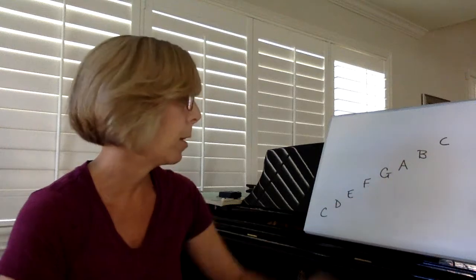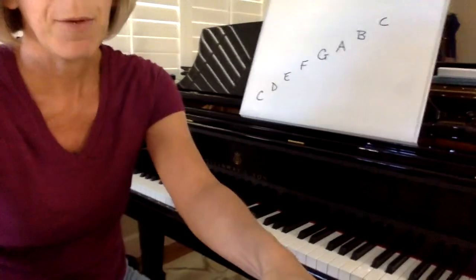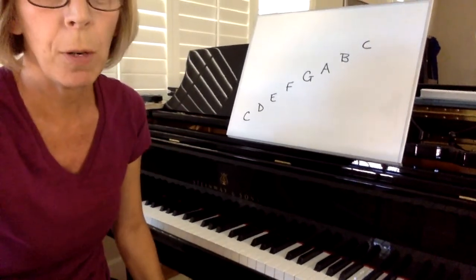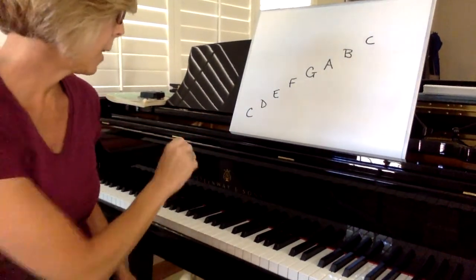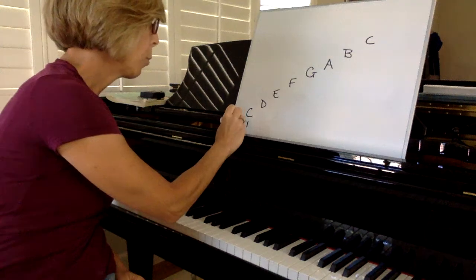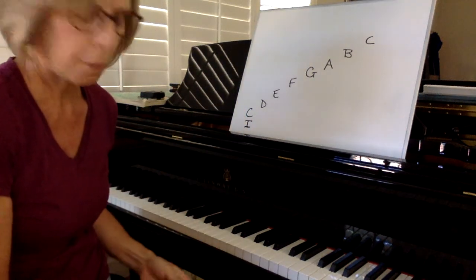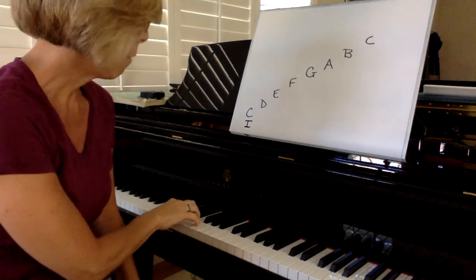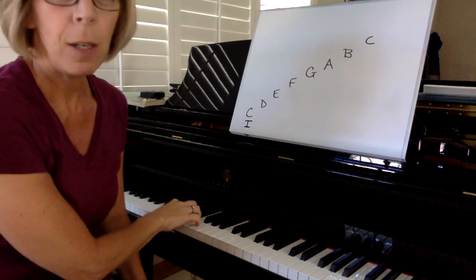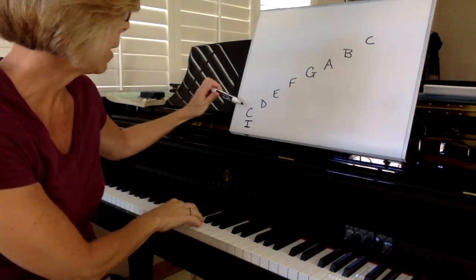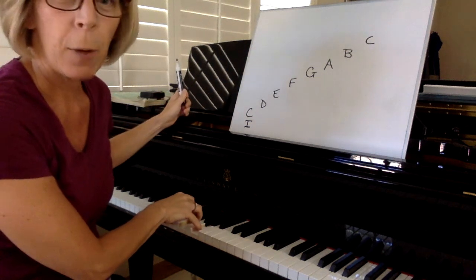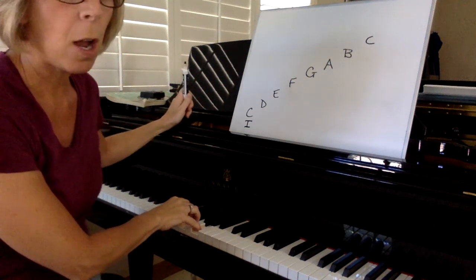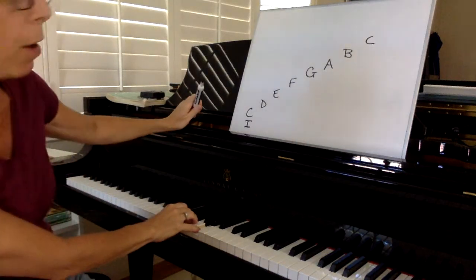So I've written out the C scale right here. And I'm going to take you through the C scale and show you each chord on each note of the scale. The first note of the scale is C. We're going to use Roman numeral 1 to show that's the first note of the scale. If I build a triad on C, using notes of the C scale, I'll use the C, the E, and the G. So I have a C major triad, and that's our one chord, or what we call the tonic chord.